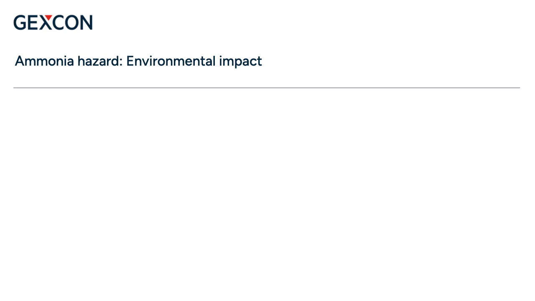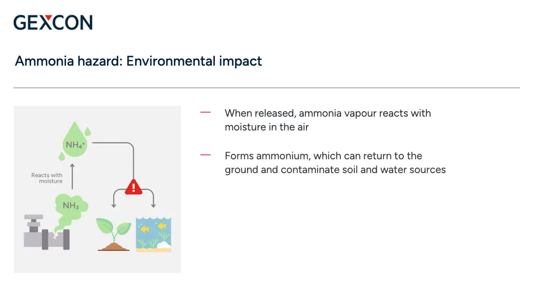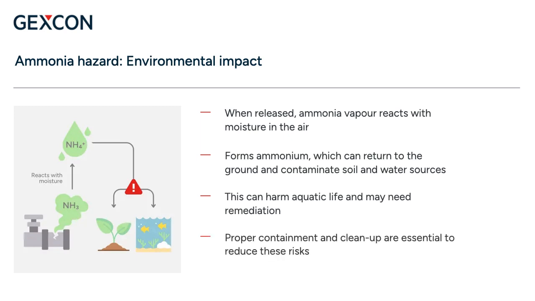And finally, we must consider ammonia's impact on the environment. When released, ammonia vapor reacts with moisture in the air, eventually returning to the ground as ammonium. This can contaminate soil and water sources, harming aquatic life and requiring remediation. Proper containment and cleanup procedures are critical to minimize these environmental risks.